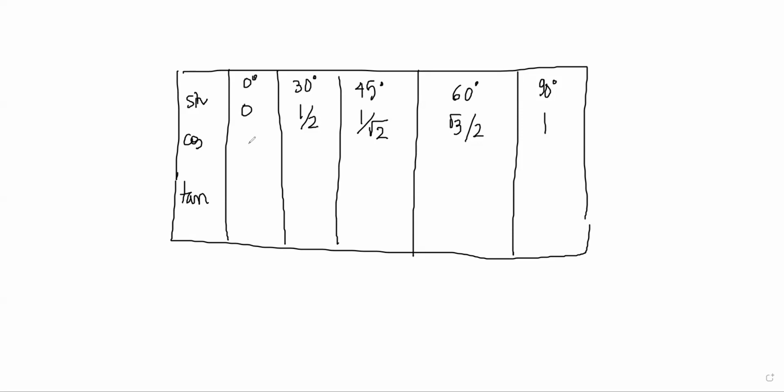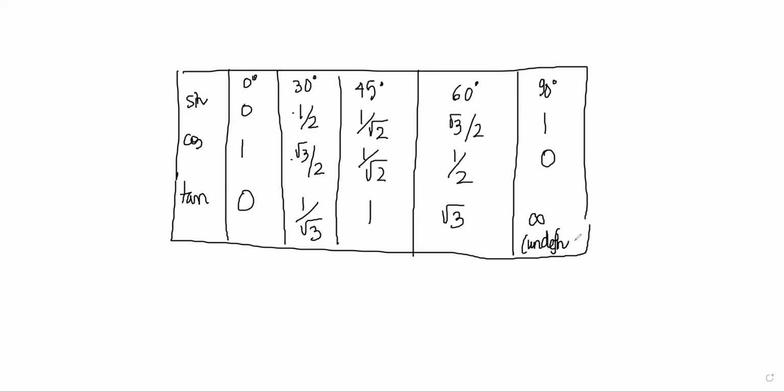And cos 0 is 1, cos 30 is root 3 over 2, cos 45 is 1 over root 2, cos 60 is 1 over 2, and cos 90 is 0. And finally tan 0 is 0, because tan is sine by cos. You have to divide the sine value by the cos value. So tan 30 is 1 by root 3, tan 45 is 1, tan 60 is root 3, and tan 90 is undefined or infinity. You have seen this table before, right? Do you roughly understand how the table values are coming?